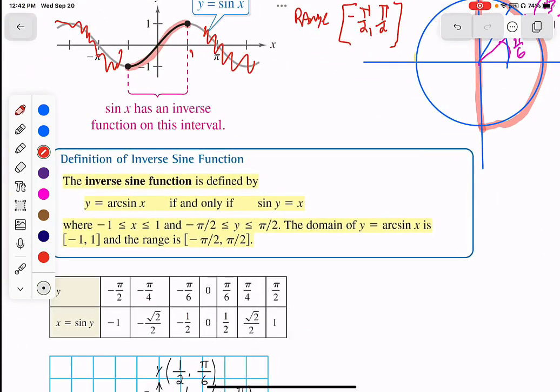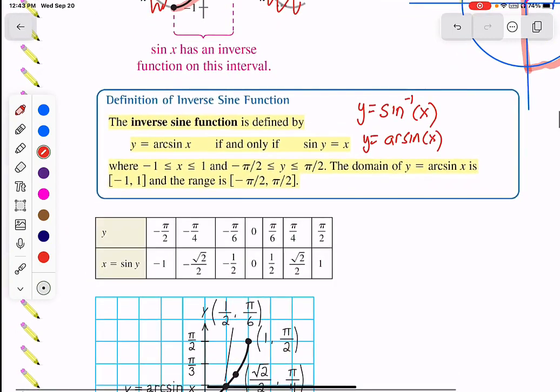So the inverse sine function would be y equals the inverse sine of x. Now, of course, in math, we have to have multiple names for the same thing. And you might see it also like this, y equals arc sine of x. So those are two different ways to say it that mean the same thing.